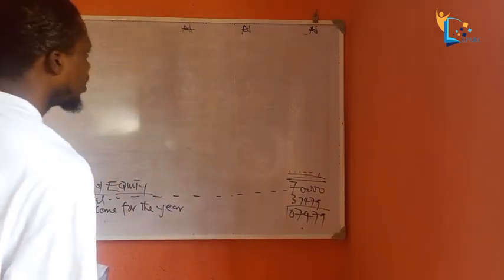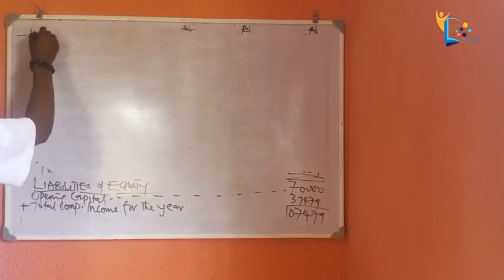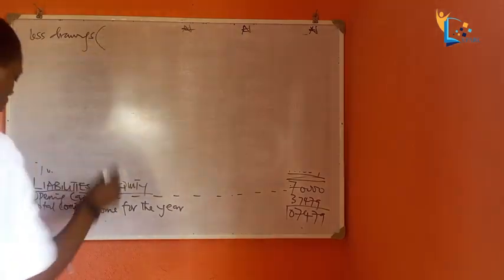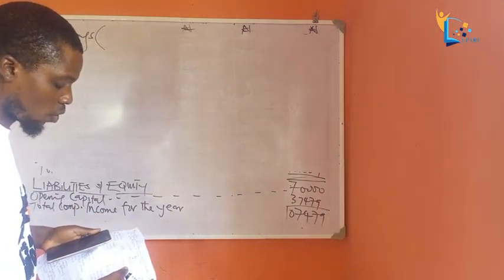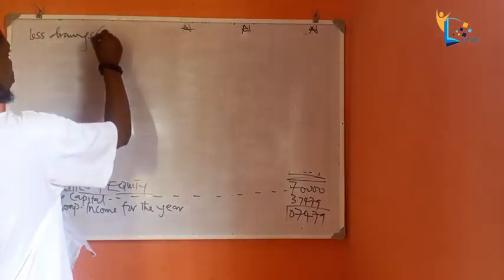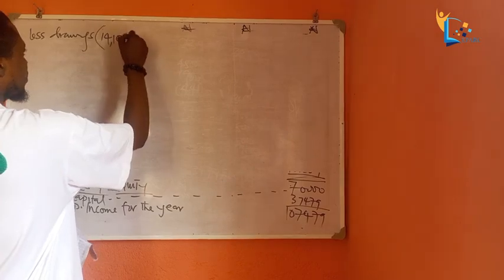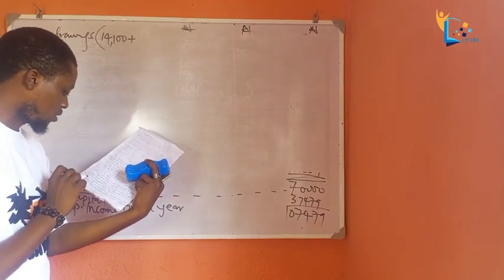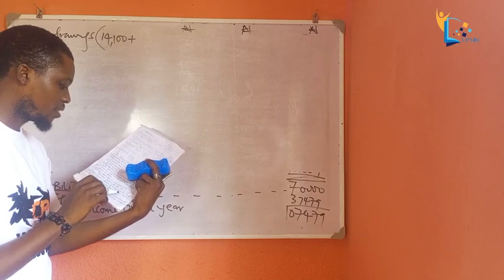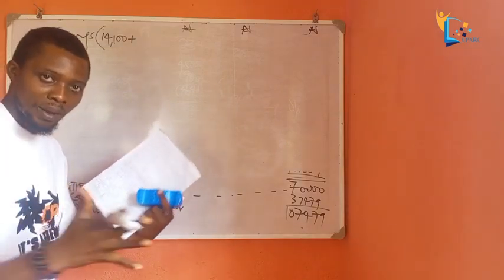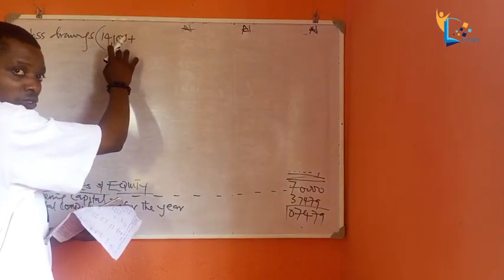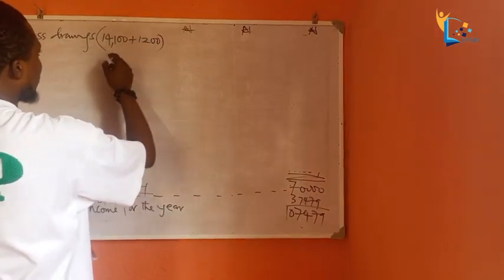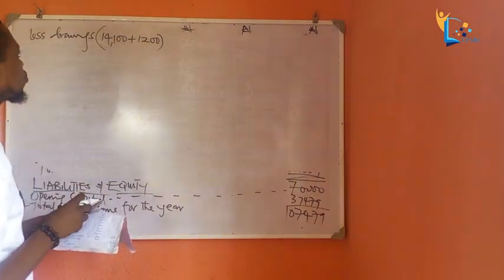Okay, so we are continuing from here. So here you less what? Less drawings. Remember the drawings from our trial balance is 14,100. You add the drawings from the goods withdrawn. That is in the additional information. See it. Goods costing 1,200 were taken by the owner for private use. They are all part of drawings. This one is cash withdrawn. The other one is goods withdrawn. So they are all drawings. So add all of them together.